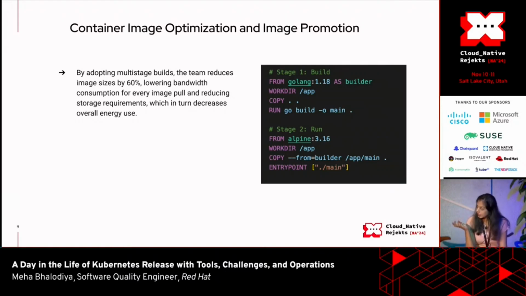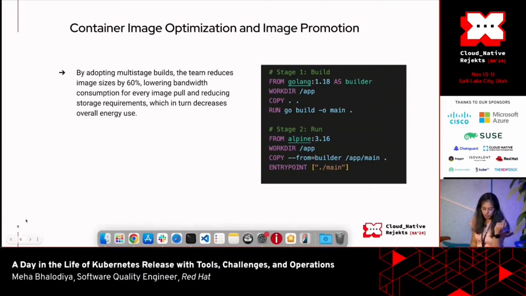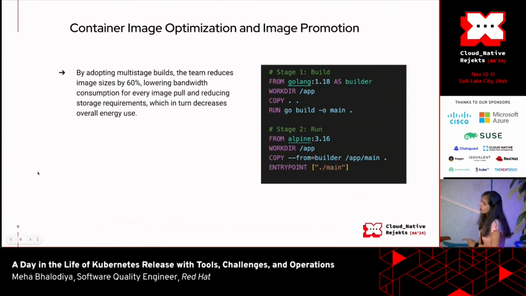Also, let's take an example of a financial services company which relies on Kubernetes for its real-time analytics platform. Each update involves deploying new container images across a distributed environment. To make this process more efficient, the team focuses on minimizing image size by removing unnecessary dependencies and files.